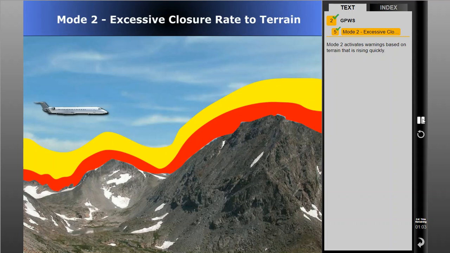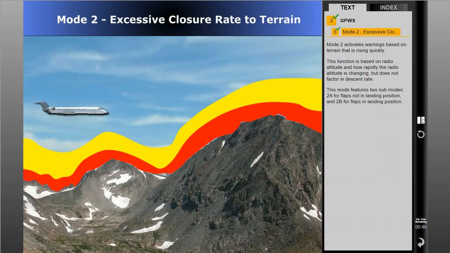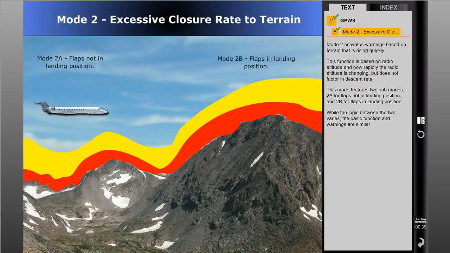Mode 2 activates warnings based on terrain that is rising quickly. This function is based on radio altitude and how rapidly the radio altitude is changing, but does not factor in descent rate. This mode features two submodes, 2A for flaps not in landing position, and 2B for flaps in landing position. While the logic between the two varies, the basic function and warnings are similar. For both modes, the GPWS annunciator lights will illuminate.